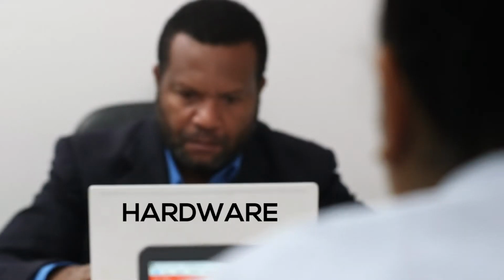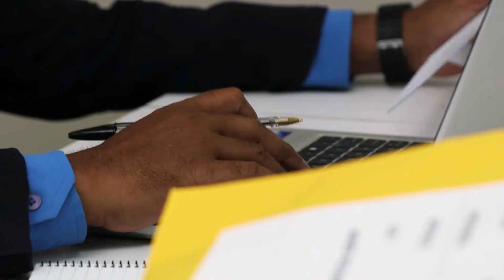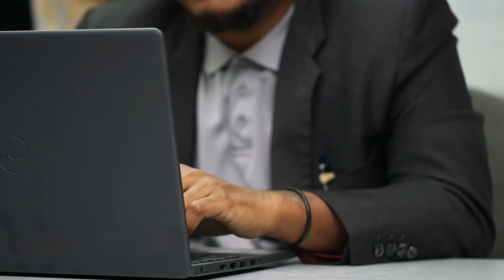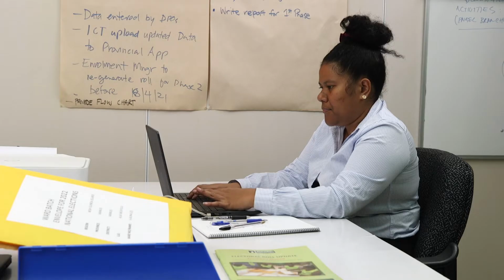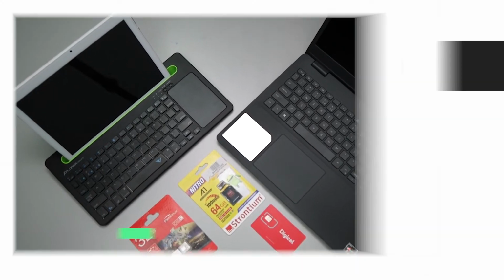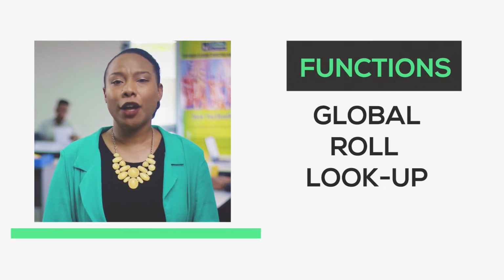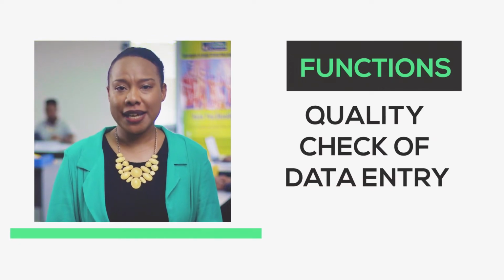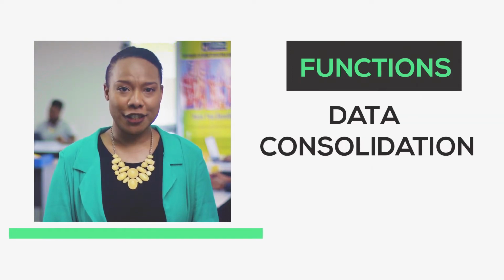The desktop computers or laptops are used mainly by the election manager, assistant election manager, or persons delegated by them, such as quality checkers and data coordinators. The computers or laptops will be used for the desktop version of the application, which is used to perform functions such as global roll lookup, quality check of data entry approval or rejection, and data consolidation.